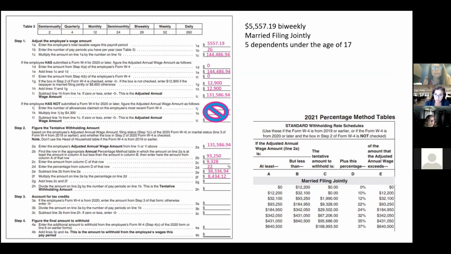We're then going to add 2C and 2F, and we get $17,762.12. And then we're going to divide that out by 26 and get $683.15.